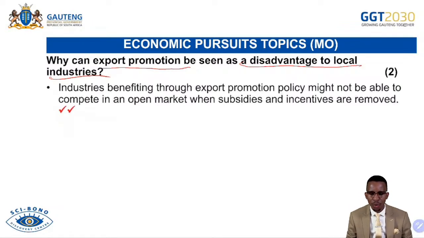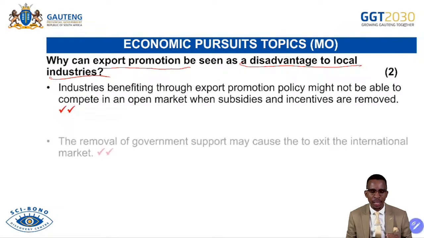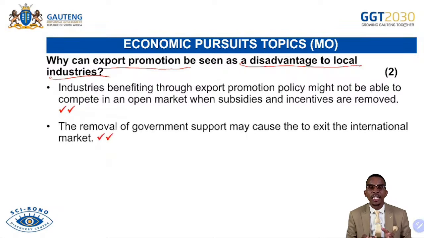Industries benefiting from the export promotion policy might not be able to compete in an open market when subsidies and incentives are removed. That's why we say export promotion can also be seen as a disadvantage to local businesses, because they become more dependent on government support. Without it, they cannot stand on their own, because the government has been giving them financial aid and financial support or non-financial incentives to produce more goods and services and be more competitive in the global market. So they might not be able to sustain their businesses without government support.